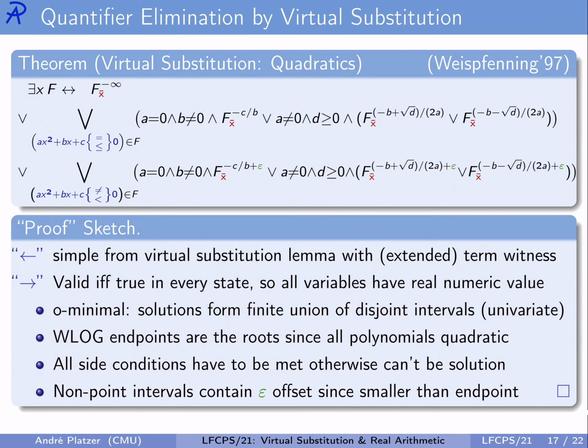Why is this theorem a theorem? Why is it correct? Well, one direction is really easy. This is a bi-implication. The direction that says these guys imply that guy is really easy. That just follows from the virtual substitution lemma with the extended term witnesses, because essentially we plug in concrete points, and if f is true for any of those concrete points, I guess there is an x such that f.